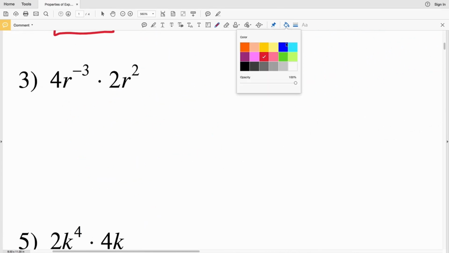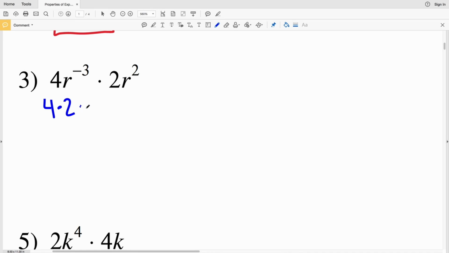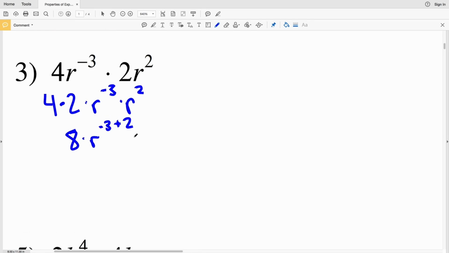In number 3, I have 4r to the negative 3 times 2r squared. I'll rewrite this as 4 times 2 times r to the negative 3 times r to the positive 2. 4 times 2 is 8, so that's 8 times r to the negative 3 plus 2. Negative 3 plus 2 is negative 1, so I have 8 times r to the negative 1. However, remember my answer should only contain positive exponents, and r to the negative 1 is the same as 1 over r to the 1.